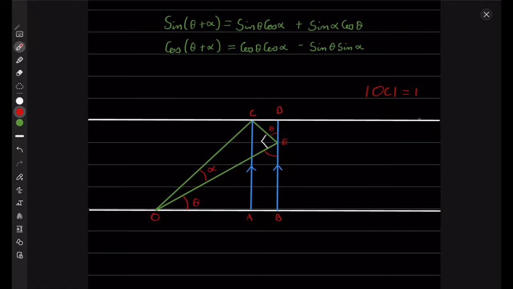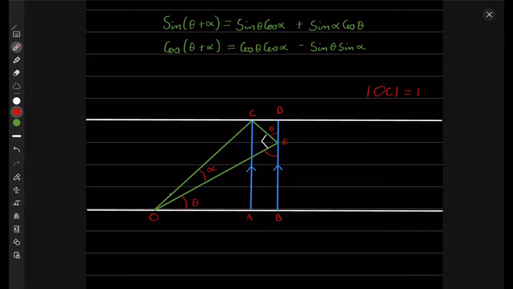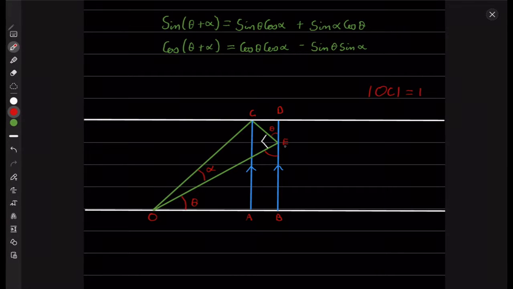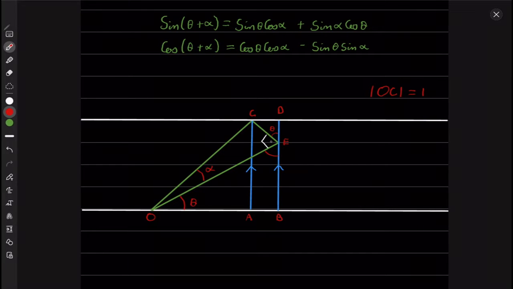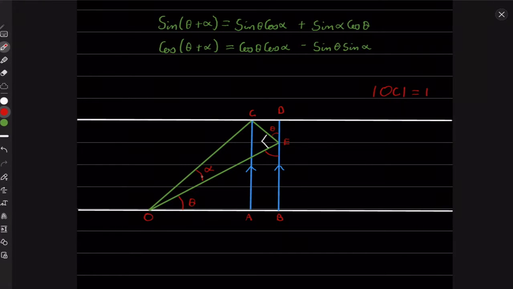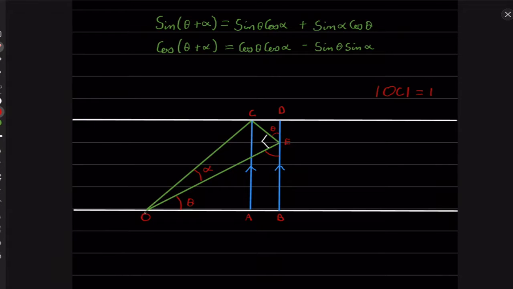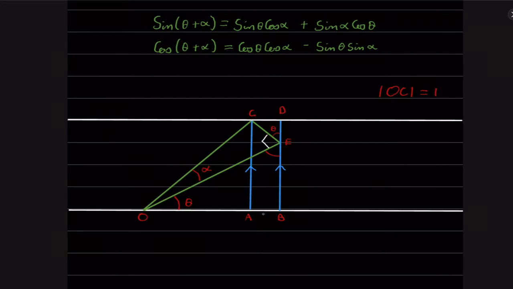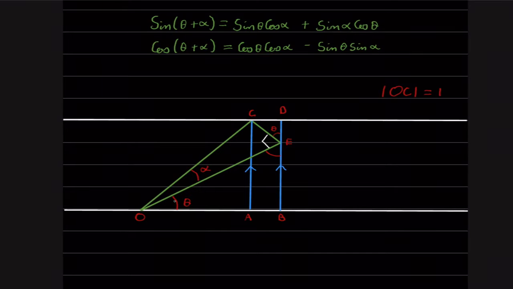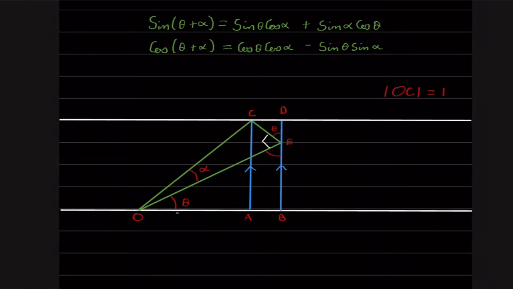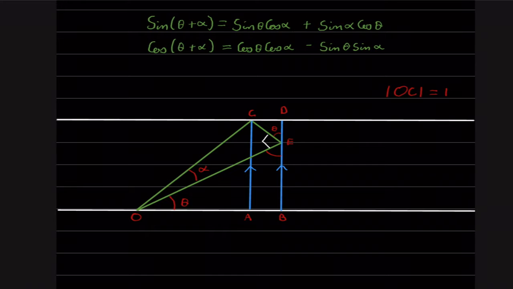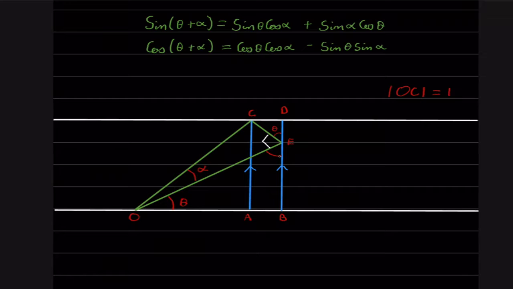So these are two parallel lines. The two white lines are parallel. This is triangle OCE. OCE is a right angled triangle with angle alpha, and OEB is also a right angled triangle with angle theta. So if this is theta, we know that this will be 90 minus theta, and this is 90, so the other one should be theta too.